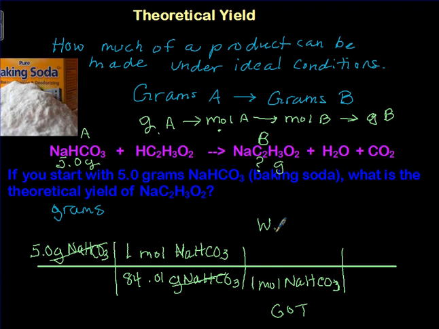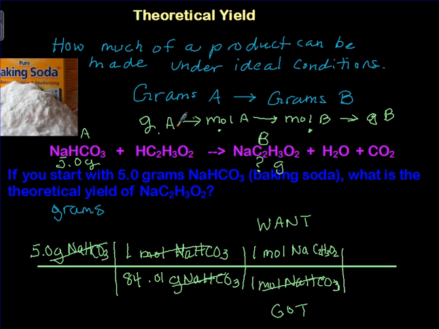On the top, I want to put what I want. So what I want to find, again, is my B, which is NaC2H3O2, sodium acetate. Okay? And that sodium acetate, I know I've got 1 mole of this for every 1 mole of that, because I have no coefficient in front to tell me any different. And I already have it balanced here. So 1 mole of NaC2H3O2. So far I've got those cancel out there.